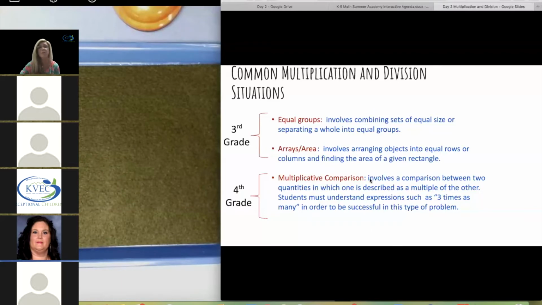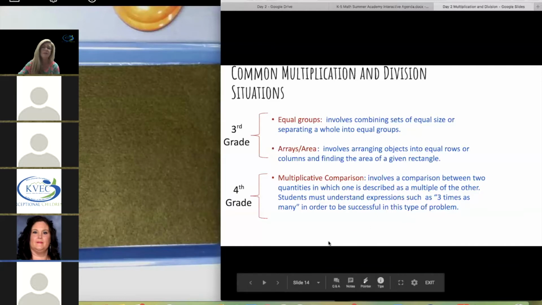So it's really important that we talk to our kids about the language and about groupings and sizes and those types of things. And we have to do lots of building for them to have a good, clear understanding of that.